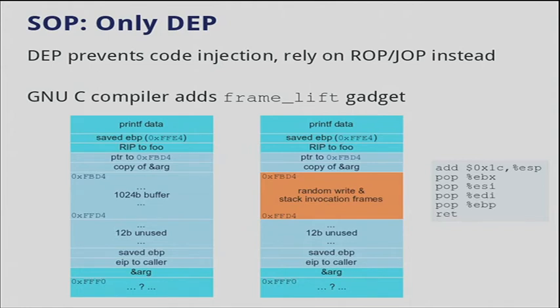So we then override the return instruction pointer using the random write to the frame lift gadget. The frame lift gadget pops the 44 bytes from the stack, ends up in our buffer that we control, and we now can execute the stack invocation frames that are available in the buffer. Well, this is pretty nice, but there are other protection mechanisms out there.